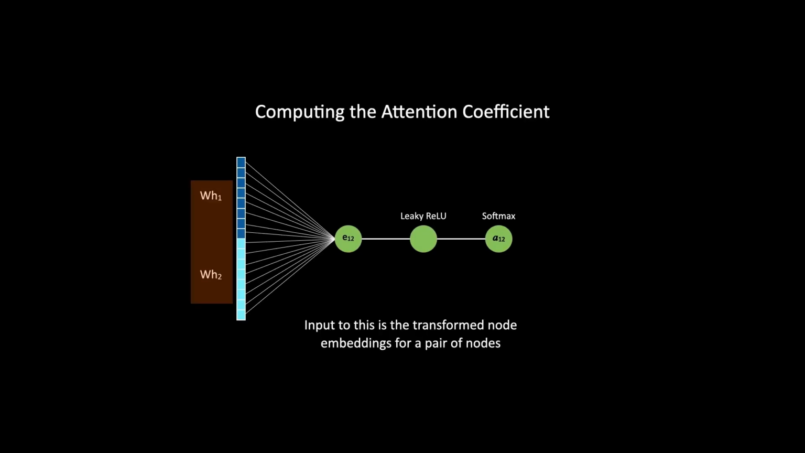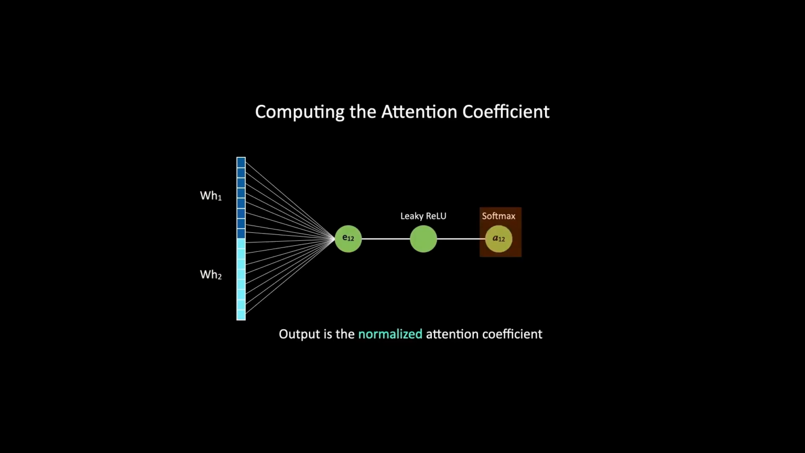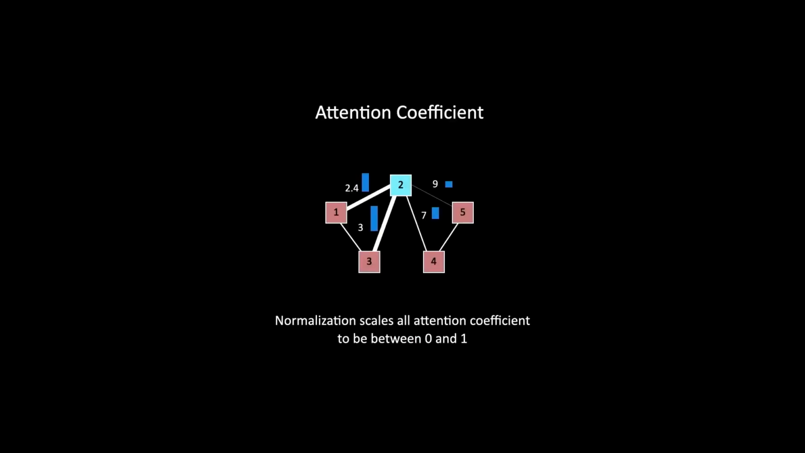Remember that the attention is computed for each pair of neighboring nodes. Now, the input to this attention network is the transformed embeddings for a pair of nodes. This is the input to the attention mechanism, and the final output of the attention mechanism is the normalized attention coefficient. And it's important to note here that the attention coefficient is normalized across all connections.